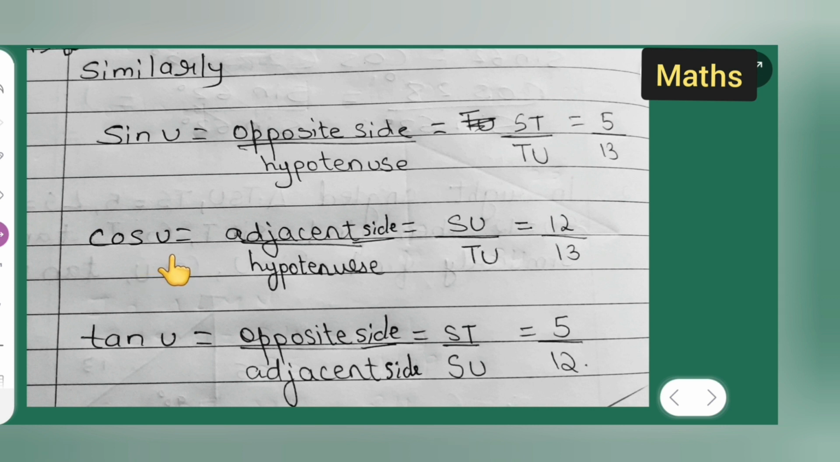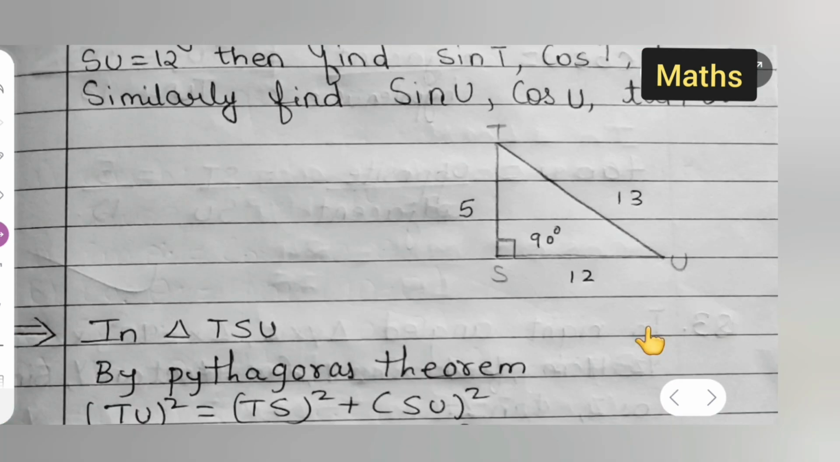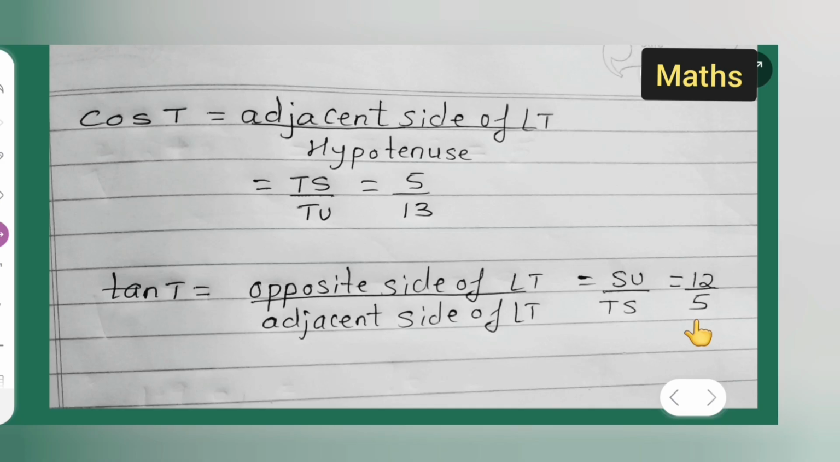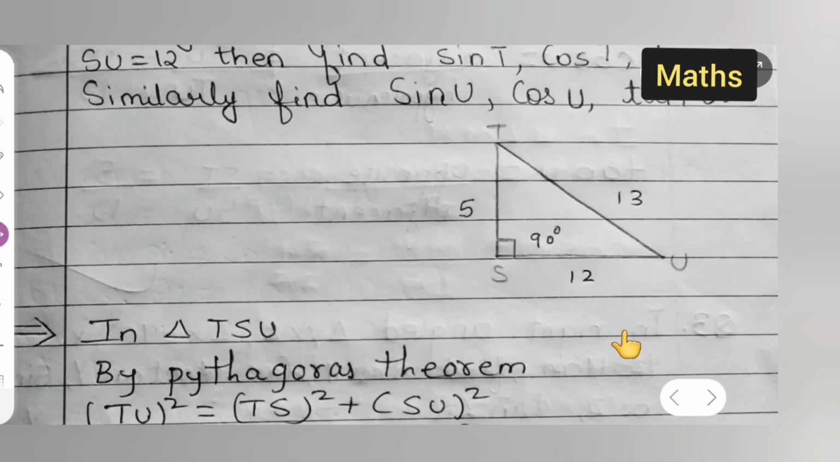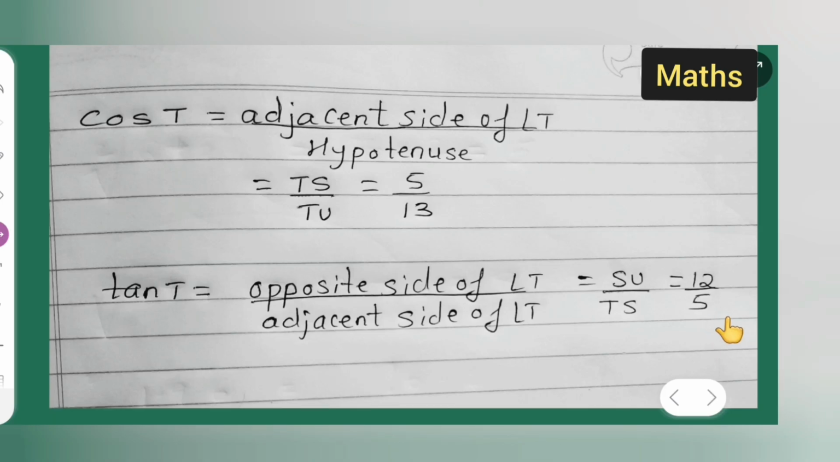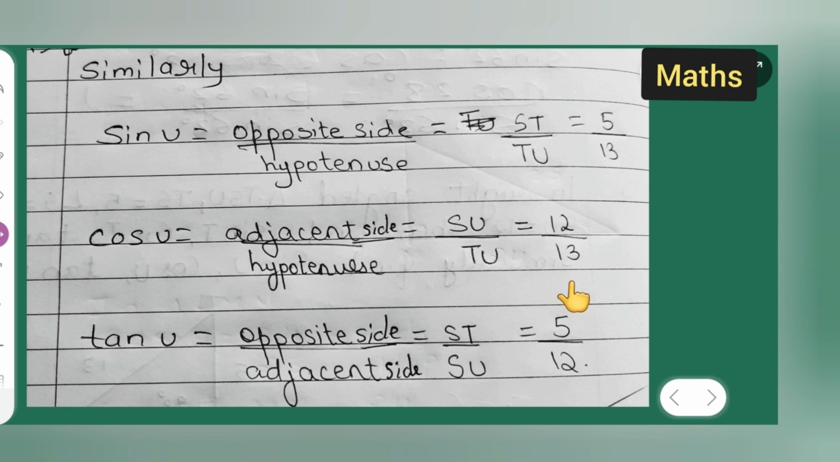Now let us find cos u. Now what is cos u? Adjacent side of angle u upon hypotenuse. So the adjacent side of angle u is SU, upon hypotenuse TU. So SU upon TU. Now SU is how much? SU is 12 upon hypotenuse 13. So 12 upon 13. Plug that value in, 12 upon 13.